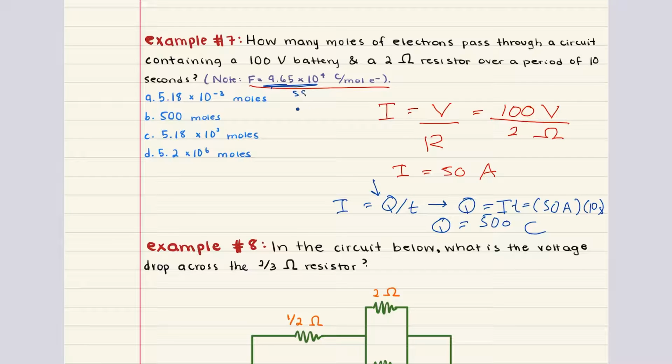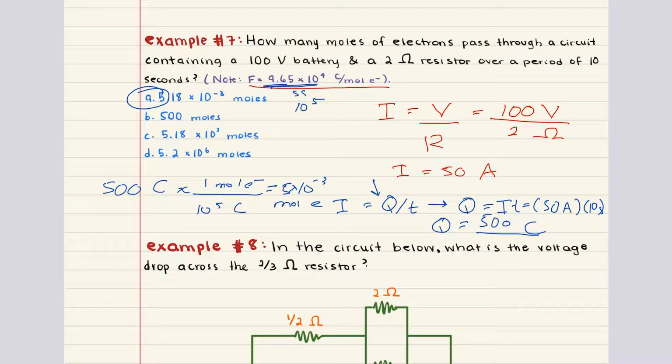I'm going to round this value to 10 to the 5, and then I'm going to take what we calculated for charge, 500 coulombs, and multiply it by our conversion factor. 1 mole of electrons is equal to 10 to the 5 coulombs. And this gives us our number of moles of electrons, which is equal to 5 times 10 to the negative 3. The answer that best aligns with this is going to be answer choice A. So the correct answer for 7 is A.